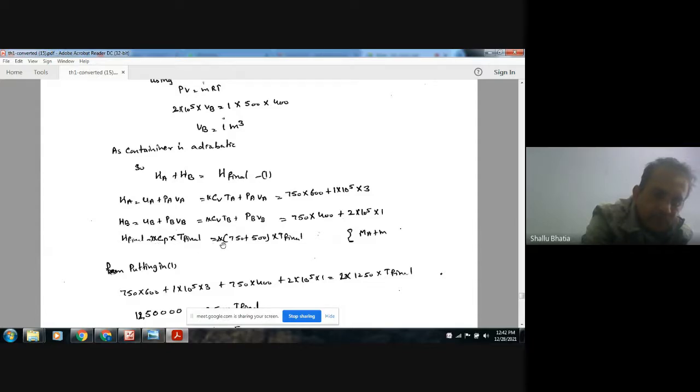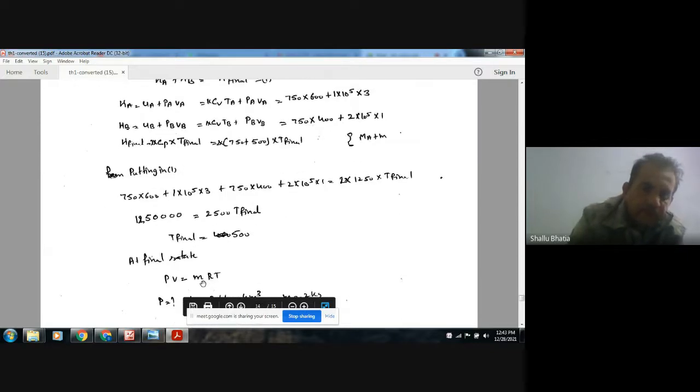Similarly, we can find H final, that is mass into C_P into T final, so 2 into C_P into T final. C_V is 750 and R is 500, so 750 plus 500 will be C_P. Let T final be the final temperature of the mixture, and the total mass is 2 kg.